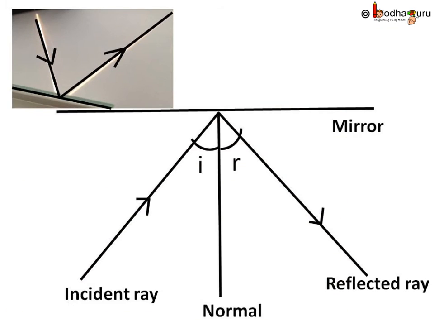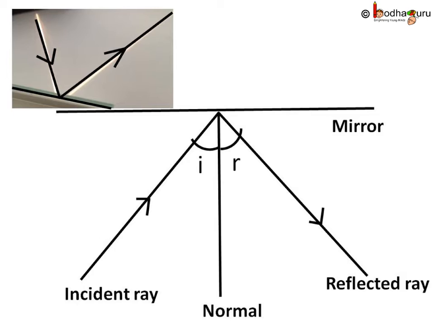Now, let us draw lines showing the position of mirror, the incident ray and the reflected ray on the paper. Next, remove the mirror. Now, we draw a perpendicular on the line representing mirror at the point where incident ray strikes the mirror. This line is known as the normal to the reflecting surface at that point.